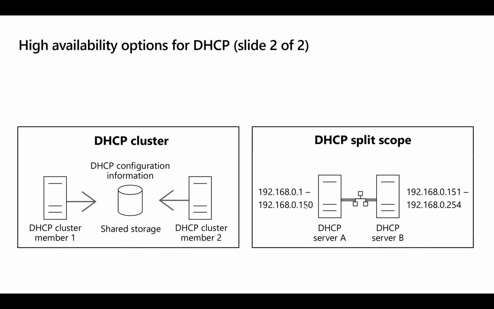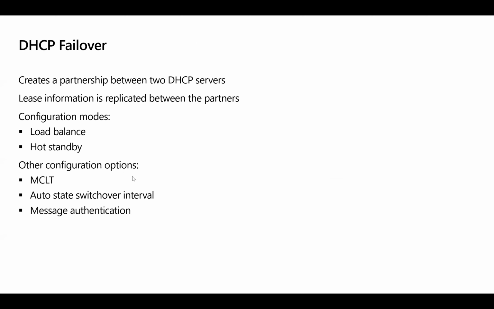Okay? Sa split scope naman, totally different. From 1 to 150, yung server B naman, from succeeding IP 151 to 254. Hindi yan load balancing. It's called split scope. So they're sharing the same subnet na 192.168.0 to the 2 different servers. Okay? For better performance, no? For faster assignment of IP addresses.